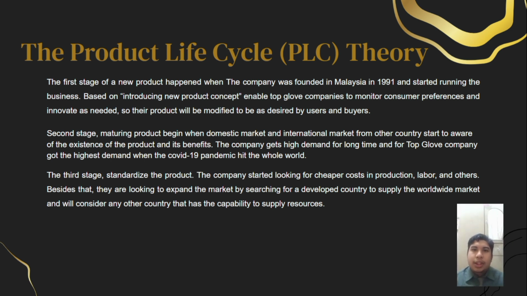Third stage, standardized product. The company starts looking for cheaper costs in production, labor and others. Besides that, they are looking to expand the market by searching in developed countries to supply the worldwide market and will consider any other country that has the capability of supplying resources. For example, the most important raw material used to make latex gloves is produced by the Hevea brasiliensis.